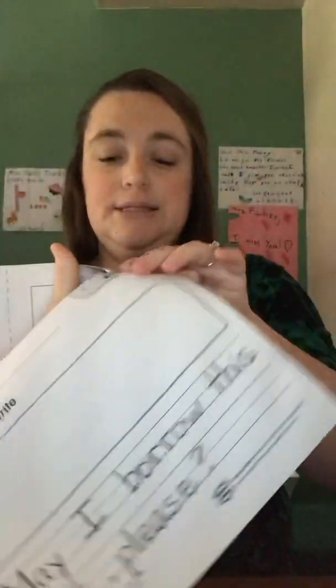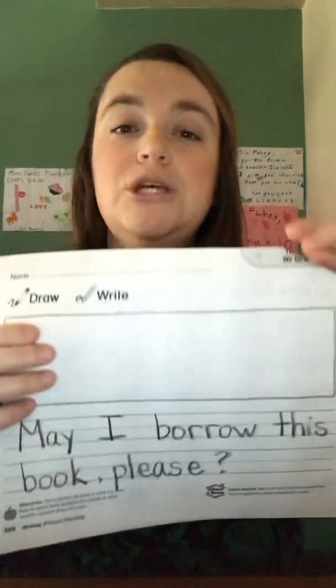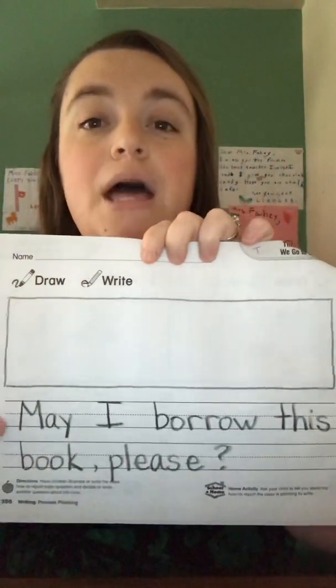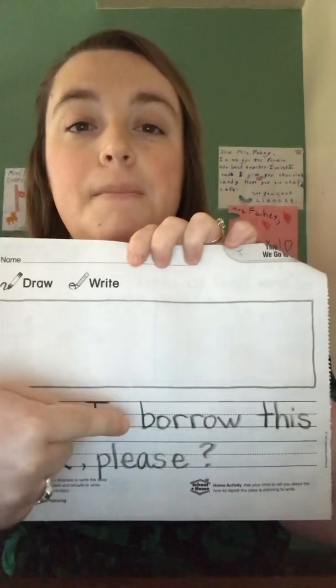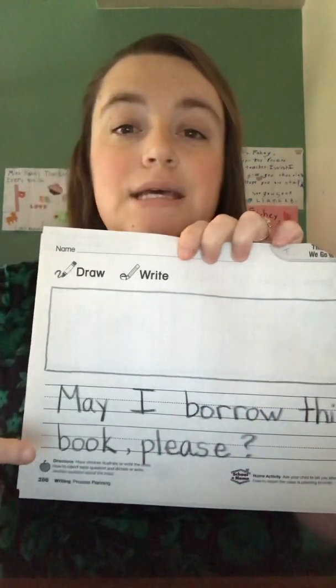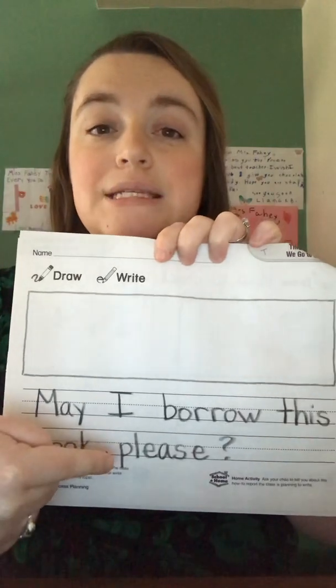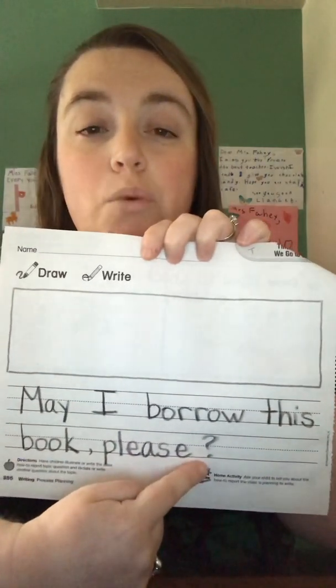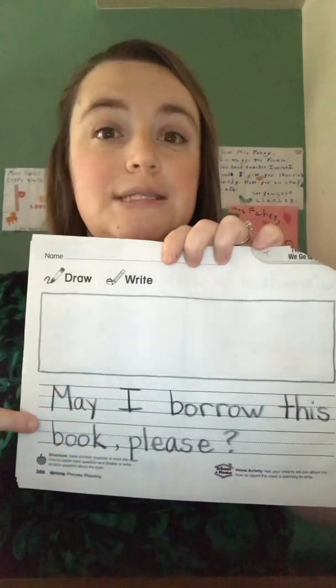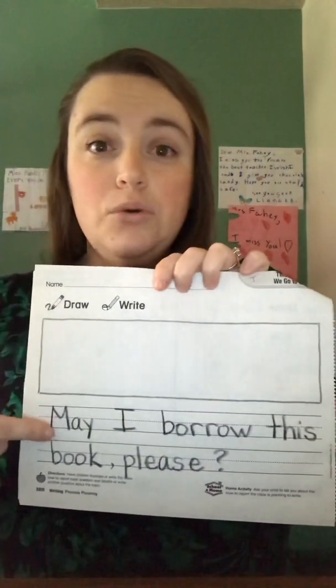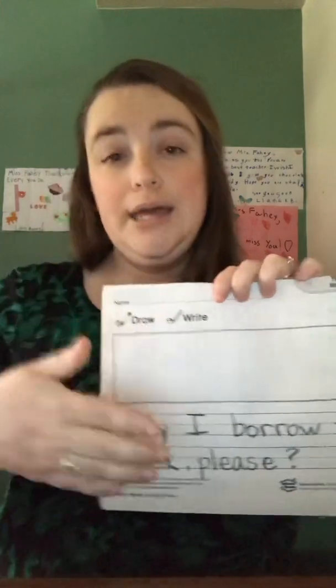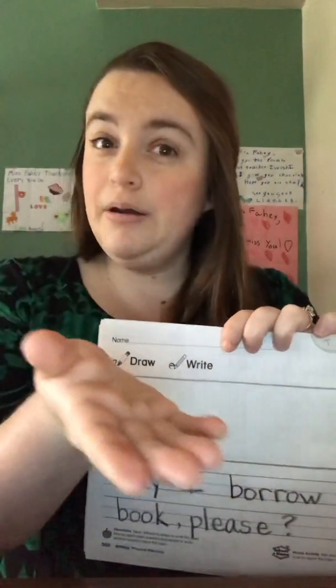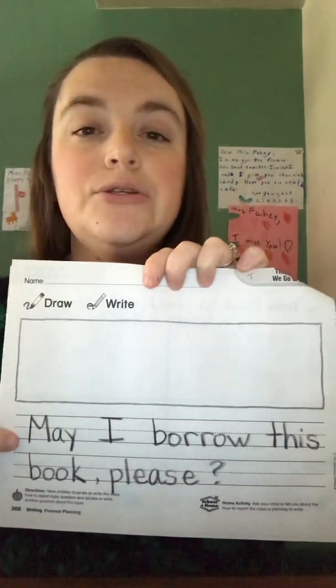After you draw those 4 pictures, turn to page 356. And I would like you to copy the question that I have written here. May I borrow this book, please? So we know that this is a question because we see the question mark. And this is what we say when we go to the librarian, when we go to the desk to check out. We hand our book and we hand our library card, and this is what we say. We use good manners and we say, may I borrow this book, please?